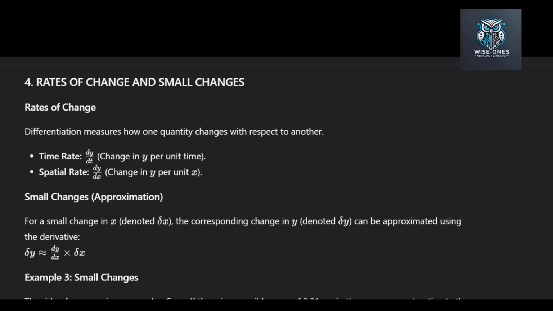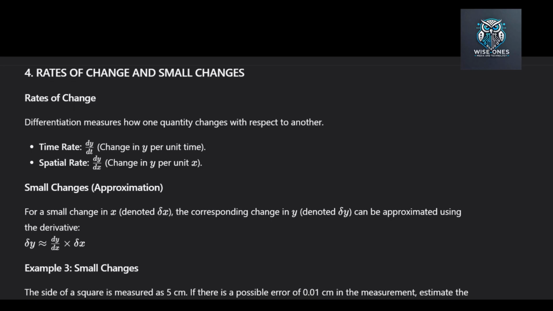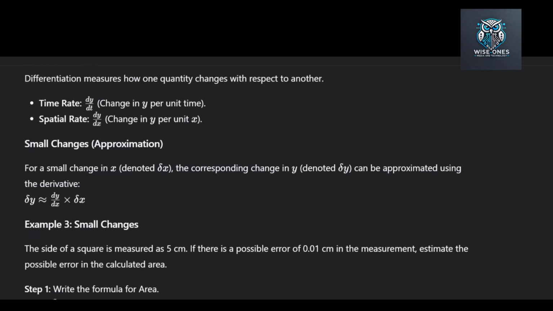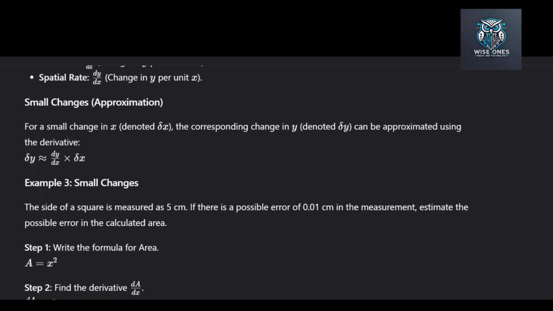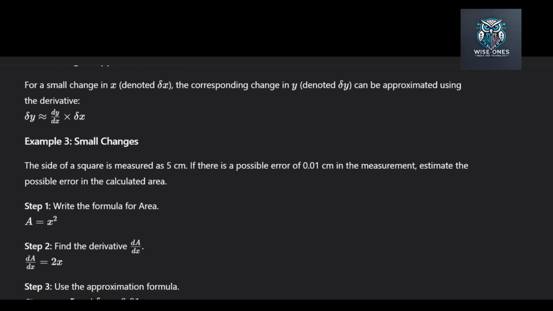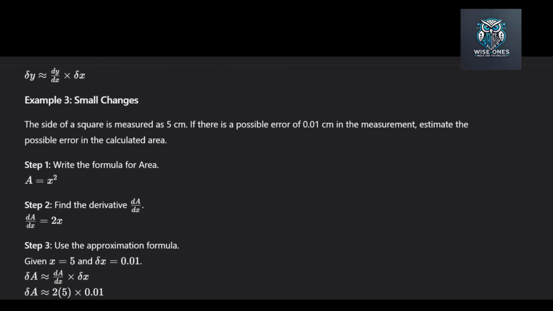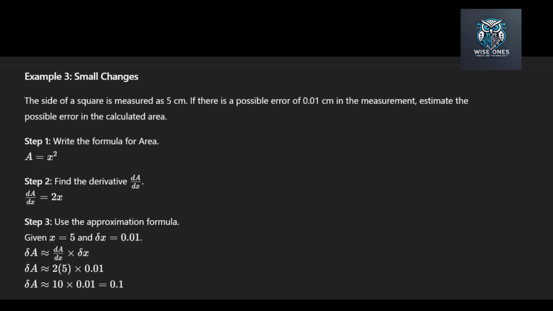Let us look at example 3, small changes. The question is, the side of a square is measured as 5 centimeters. If there is a possible error of 0.01 centimeters in the measurement, estimate the possible error in the calculated area. Step 1. Write the formula for area. Area A equals x squared, where x is the side length. Step 2. Find the derivative dA/dx. The derivative of x squared is 2x, so dA/dx equals 2x.